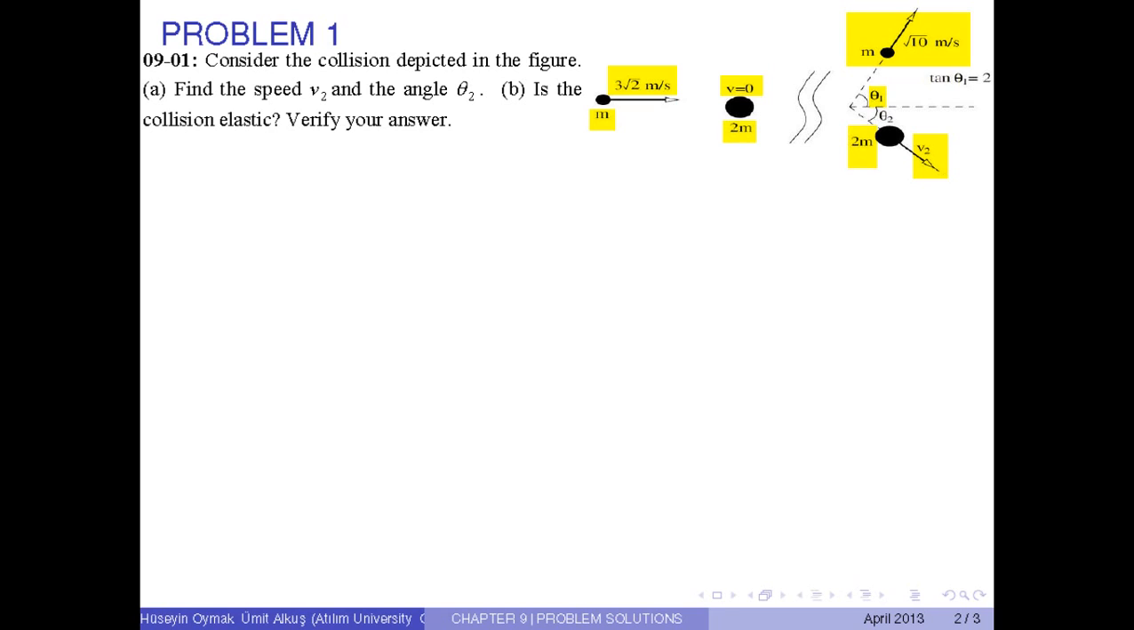For angle theta 1, tangent theta 1 is given by 2. However, we don't know theta 2 yet. In this problem, we are supposed to find the speed v2 and angle theta 2 in part A, and to determine whether the collision is elastic or not in part B.